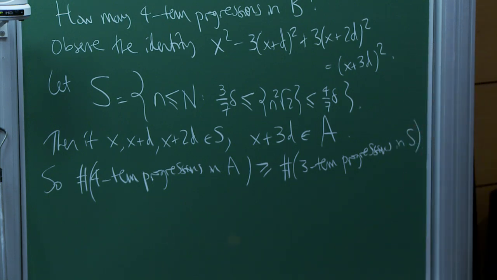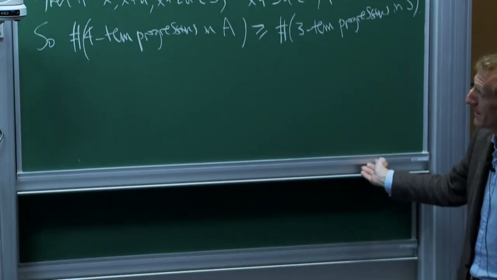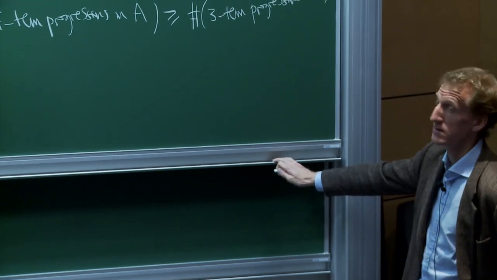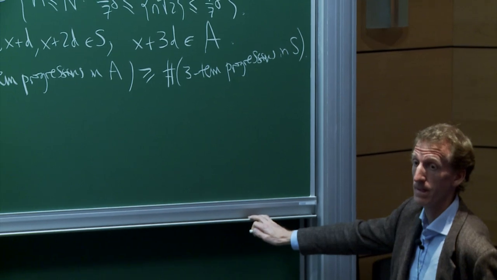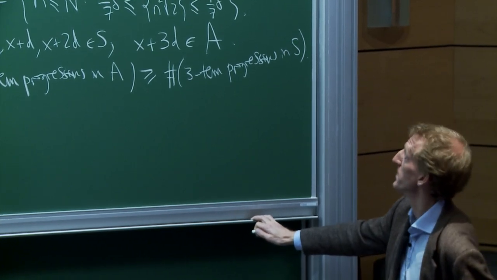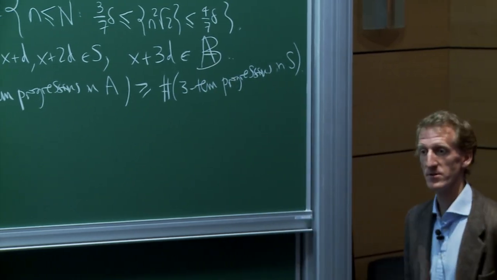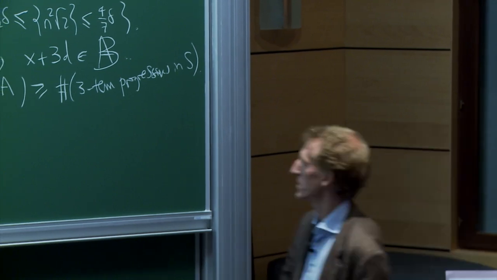Now, how do we evaluate the number of three-term progressions in S? This is why this is a lengthy exercise. Well, again, I'm going to tell you how one would do that. It is x plus 3d in A, in S. No, I think your A is a B. A should be B, exactly, sorry. Now x plus 3d does not lie in S, it lies in B. So this should be B.